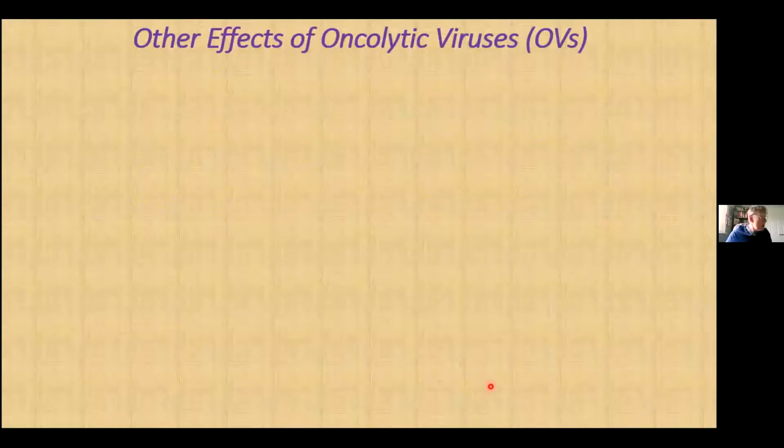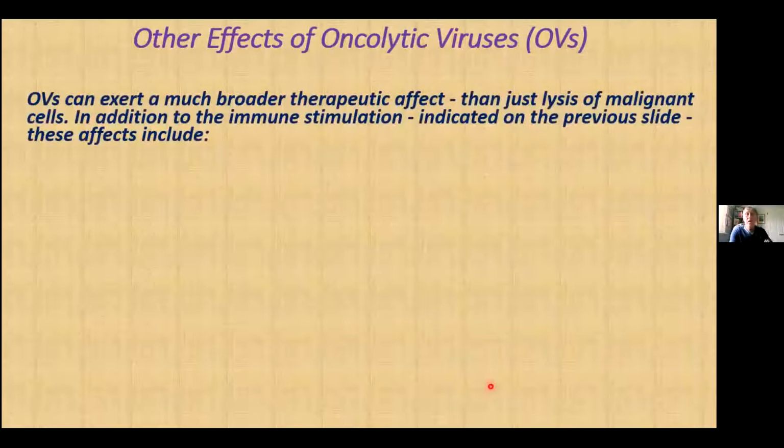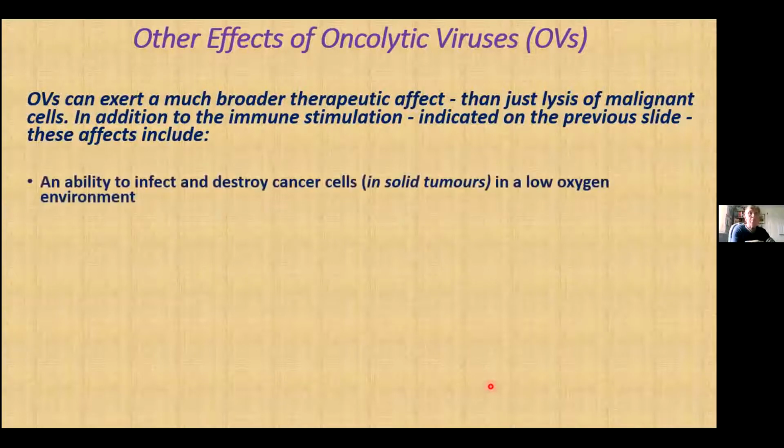Right, if we go on to the next slide, we need to think in terms of the other effects that these oncolytic viruses have, because they have a much broader therapeutic effect than just breaking down or lysing the cells. In addition to immune stimulation, which is indicated on the previous slide, they can do the following. They can infect and destroy cells in a very low oxygen environment.